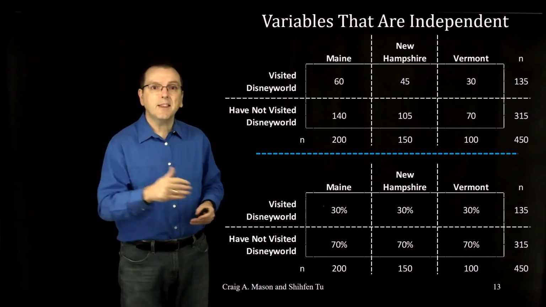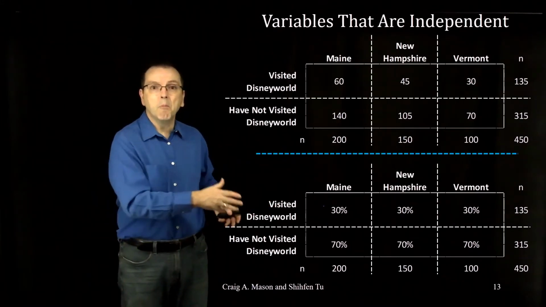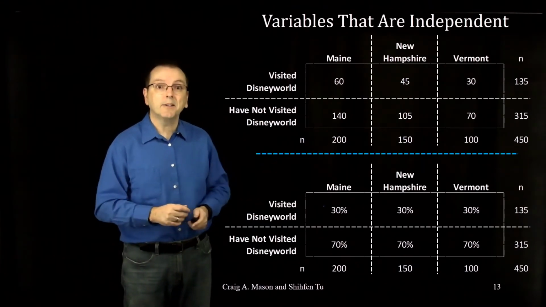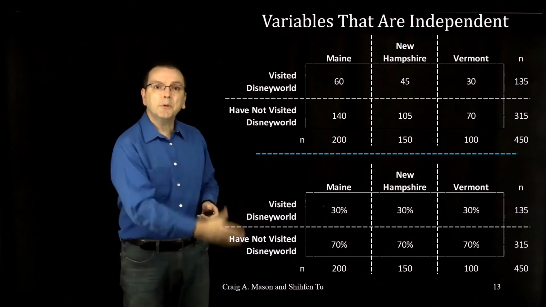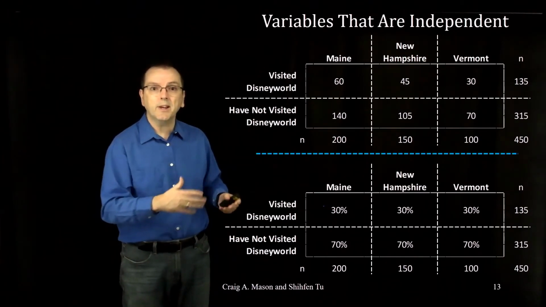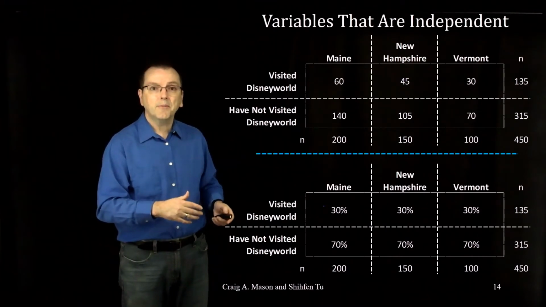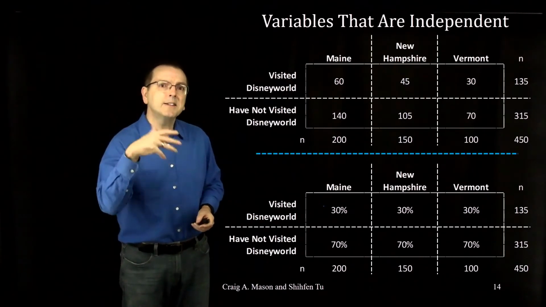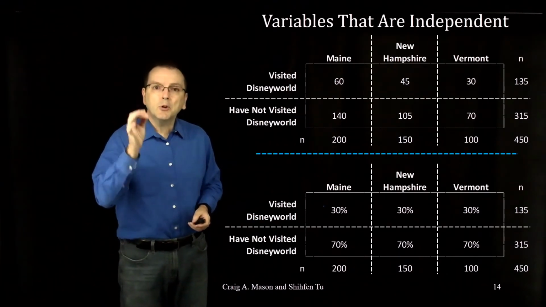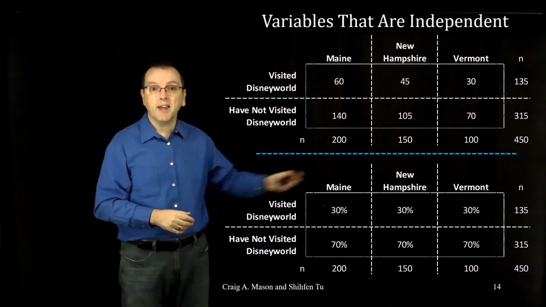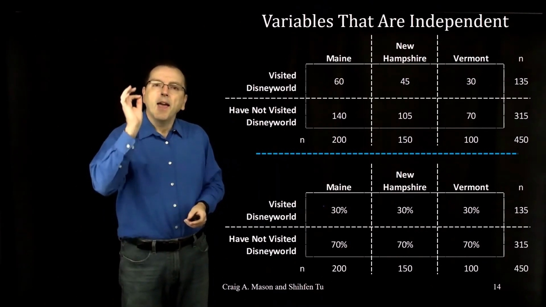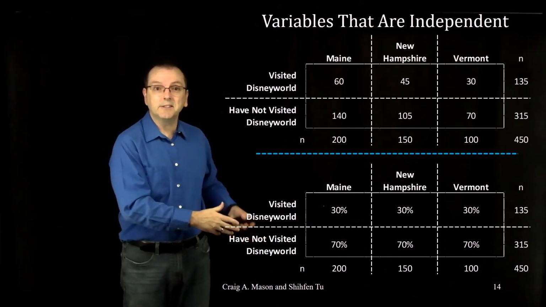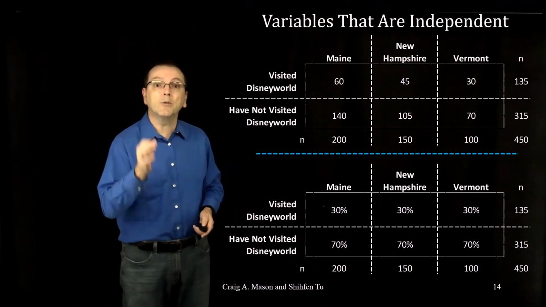Now, notice that the ends don't have to be equal. We have more people from Maine than New Hampshire and more people from New Hampshire than Vermont. And also notice that the percentages don't have to be equal either, right? If we look, it's not 50-50, is it? It's 30-70. Again, to be independent, whichever group you're in for one variable, in this case the state you live in, has no impact on the probability of the other variable. In this case, it has no impact on the probability that you visited Disney.